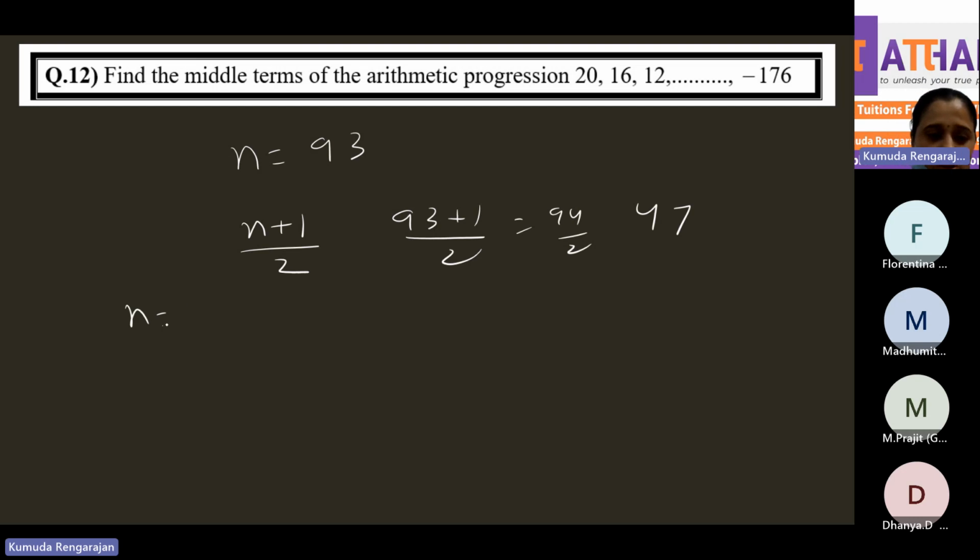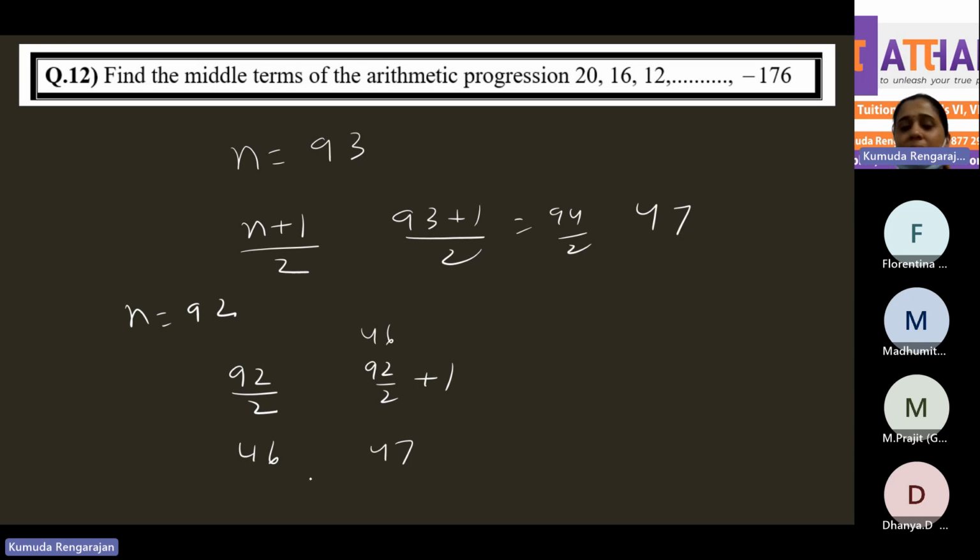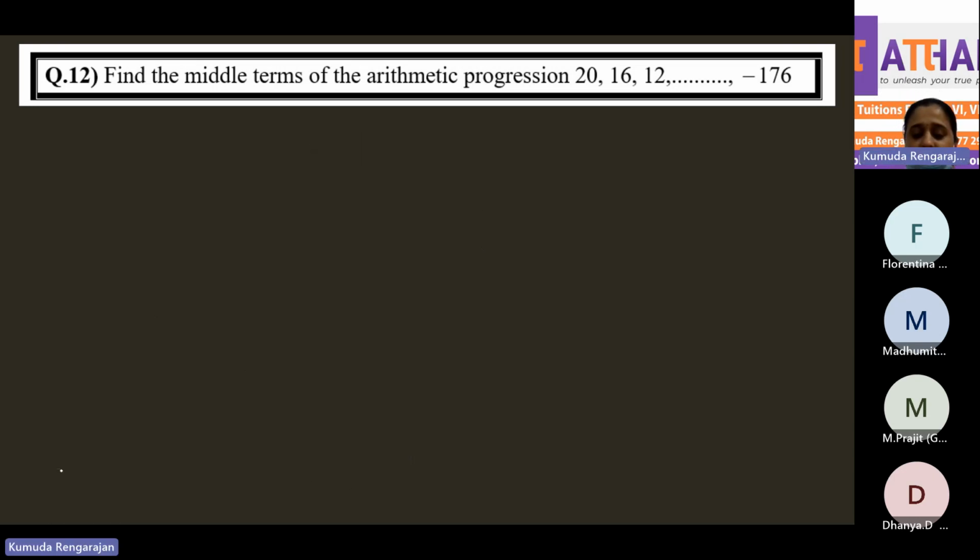But if n is 92, what is 92 by 2? 46. And the next term, 47. So that is 92 by 2 plus 1, 46 plus 1, 47. So these will be the two middle terms.